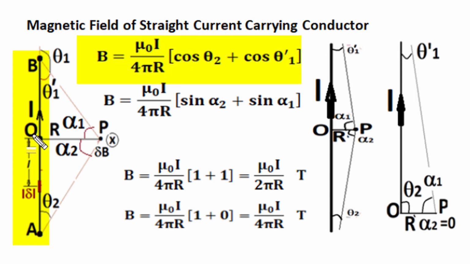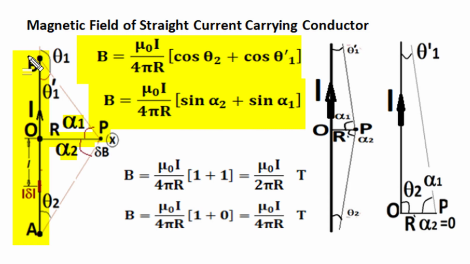Here this capital R is the perpendicular distance of the observation position from the conductor, and these two, theta 1 dash and theta 2, are the inner angles made between the current element length and the distance vectors connecting the extreme ends of the conductor to the observation point. Now the same result in terms of the angles between the position vector and perpendicular vector, alpha 1 and alpha 2, is given in terms of sine alpha 2 plus sine alpha 1. Our result in terms of theta is mu 0 I upon 4 pi r into cos theta 2 plus cos theta 1 dash, and in terms of alpha 1 and alpha 2 it is mu 0 I upon 4 pi r into sine alpha 2 plus sine alpha 1.